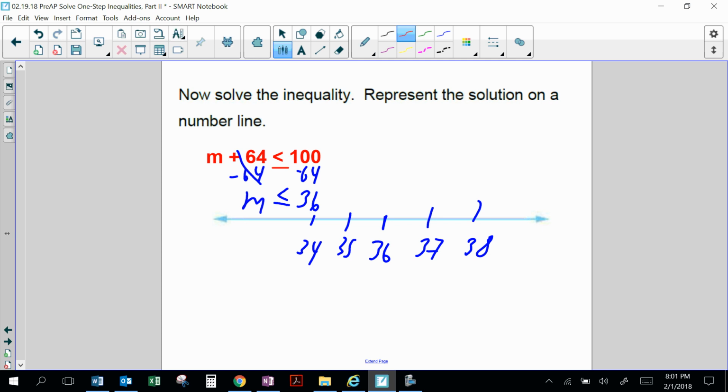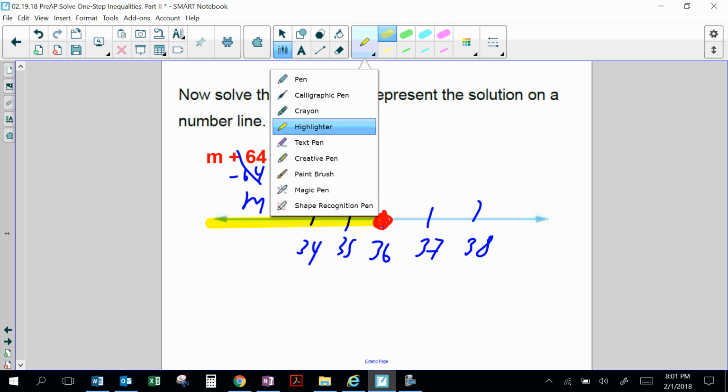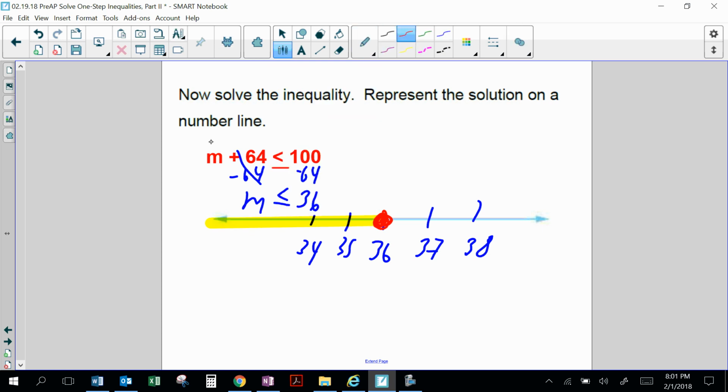So closed dot or open dot? If it can be it, then we need to shade in that it can be the answer. But it has to be less than. Which numbers are lesser than 36? This side. To check your work, we need a test point. Let's use 35. 35 plus 64 is 99, less than or equal to 100.